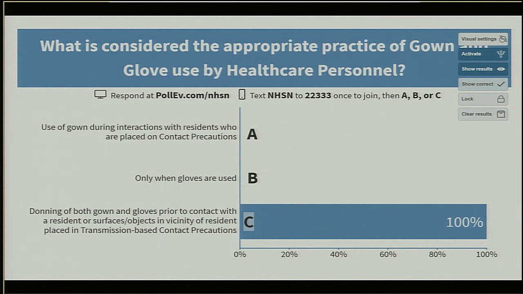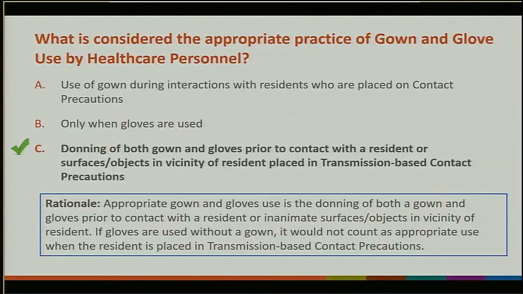Well, it looks like everyone selected the letter C, which is correct. Donning of both gown and gloves prior to contact with the resident or surfaces or objects in the vicinity of the resident placed in transition-based precautions. That is correct.